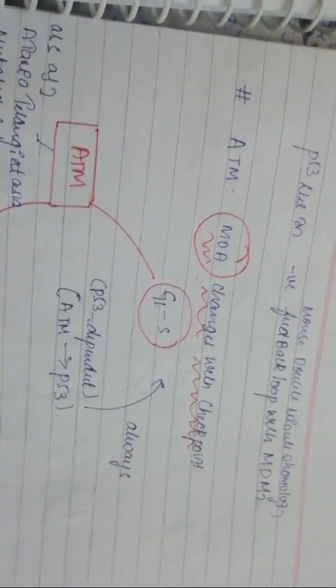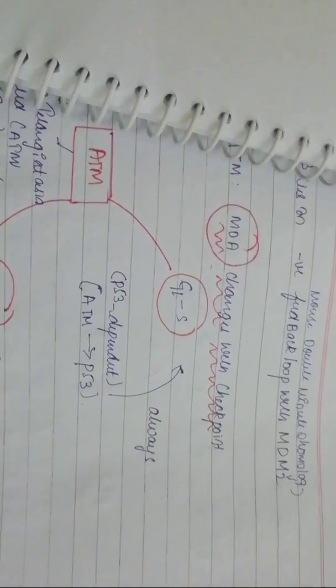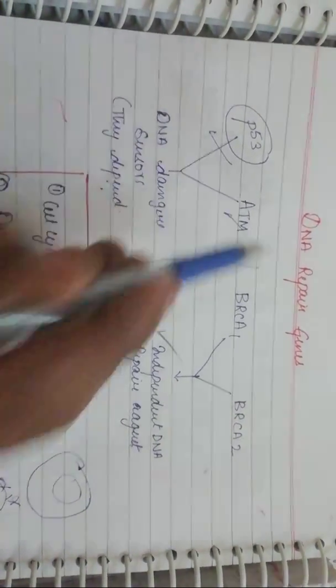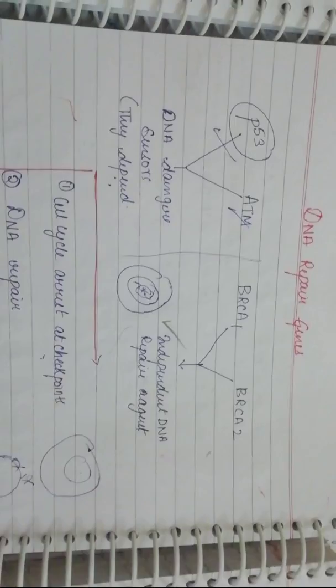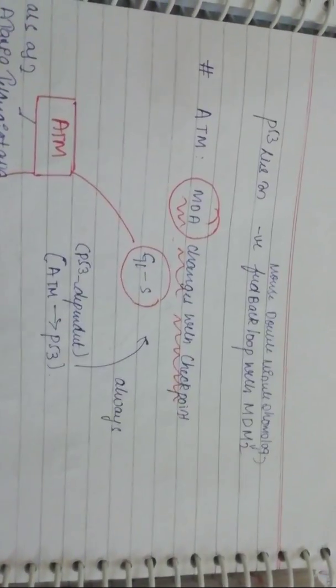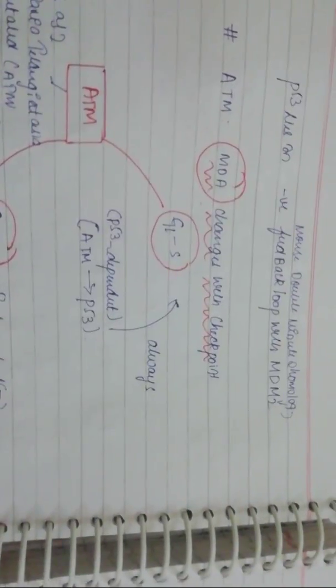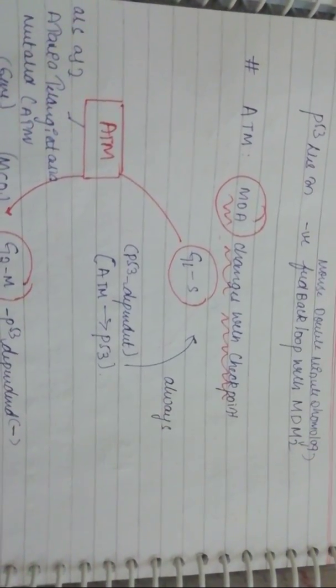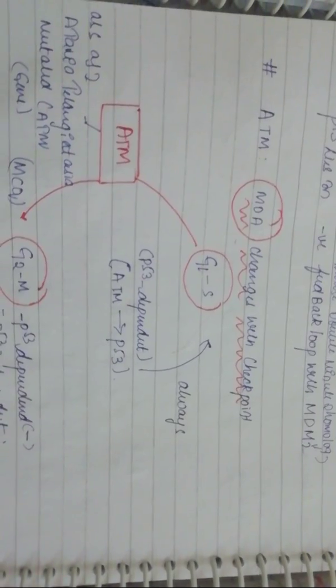There is something known as the ATM gene. This is also a DNA repair gene. We have already finished with P53, so let's go with this ATM gene. If you look at the ATM gene, the mechanism of action changes with the checkpoints. So the mechanism changes according to the checkpoints.